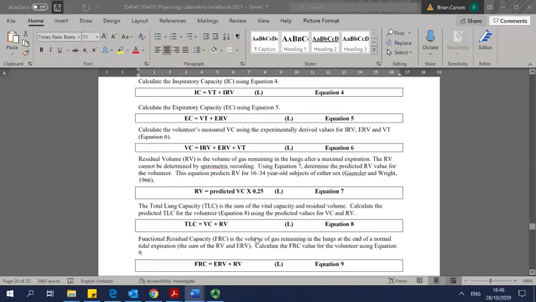Okay, there are the exercises, the calculations that we need to do on our own data. So we can do that for each of our own data at this point.